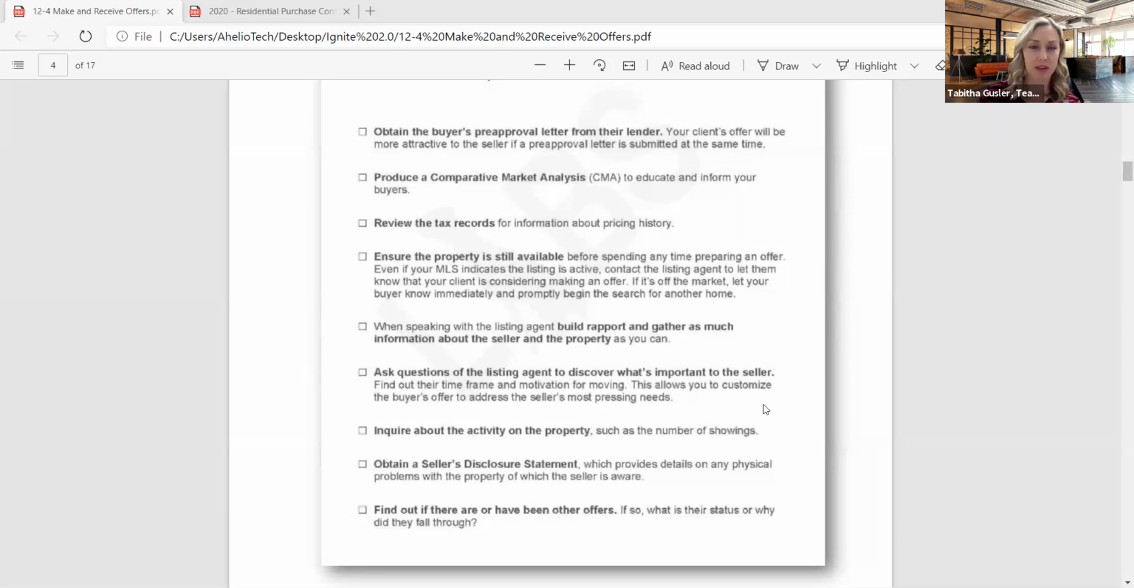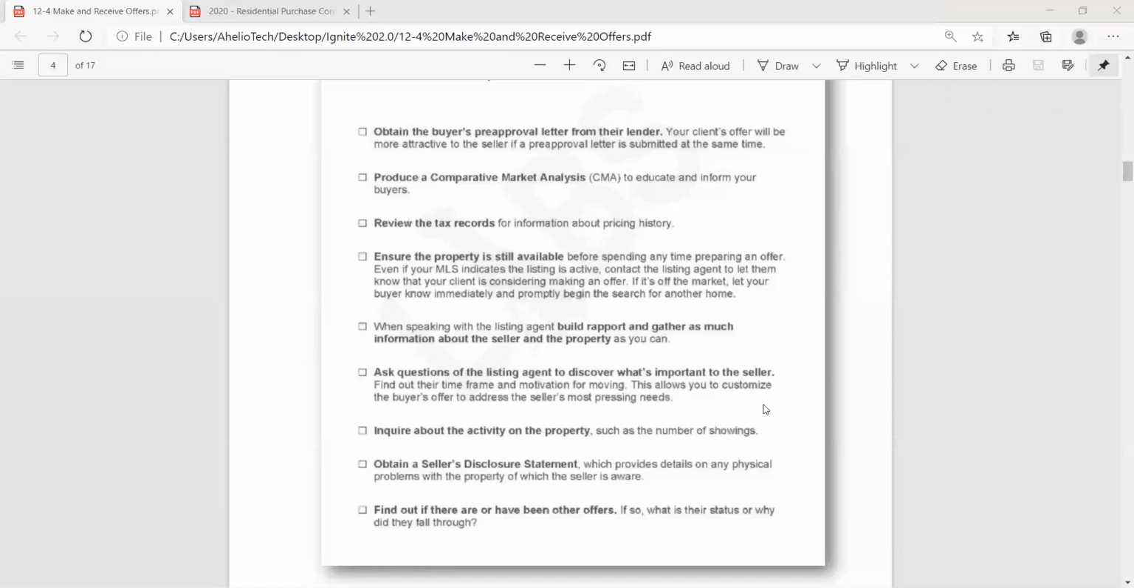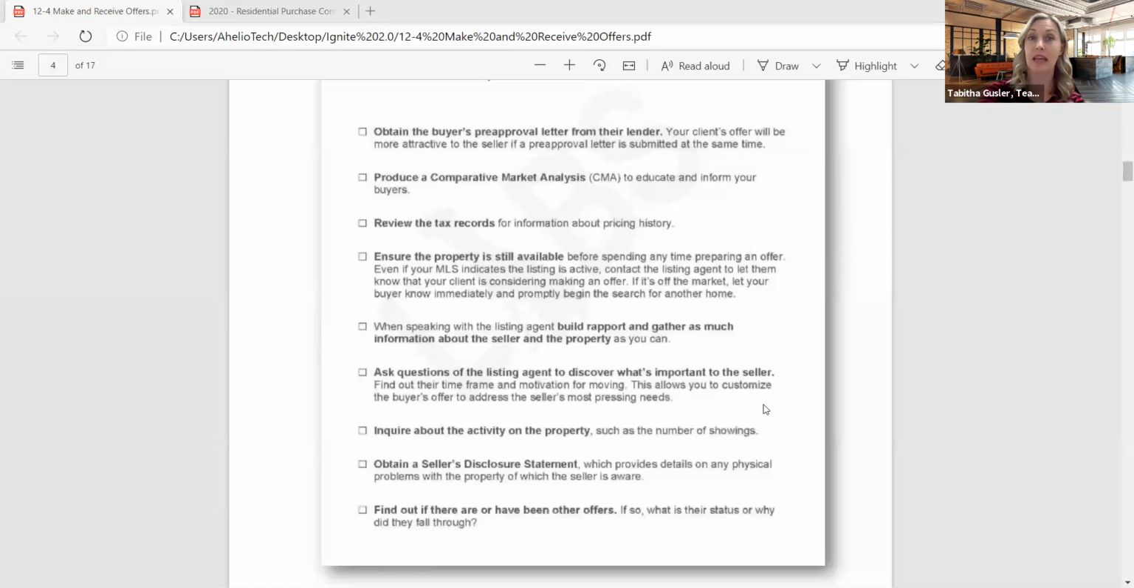And I skip to the next one, ask questions about what's important. Inquire about activity on the property, such as the number of showings. They may or may not tell you the number of showings, but typically they will tell you whether or not they have received an offer and what the time frame or requirement is for when they need to receive any additional offers.